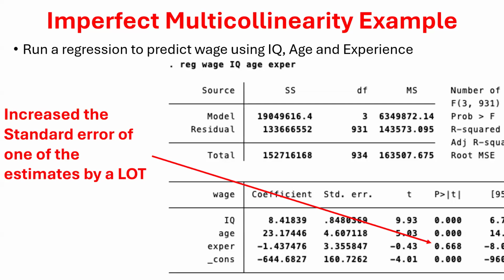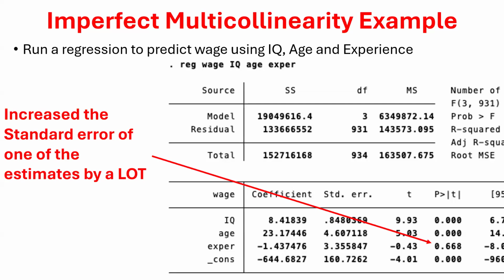Intuitively, we know that can't be the case, right? But the reason why is because this experience variable is so directly related to, or is a function of, age that it's going to mess up our standard error estimates, okay? So here's a nice example where it was really extreme, right? It increased my p-value a bunch.